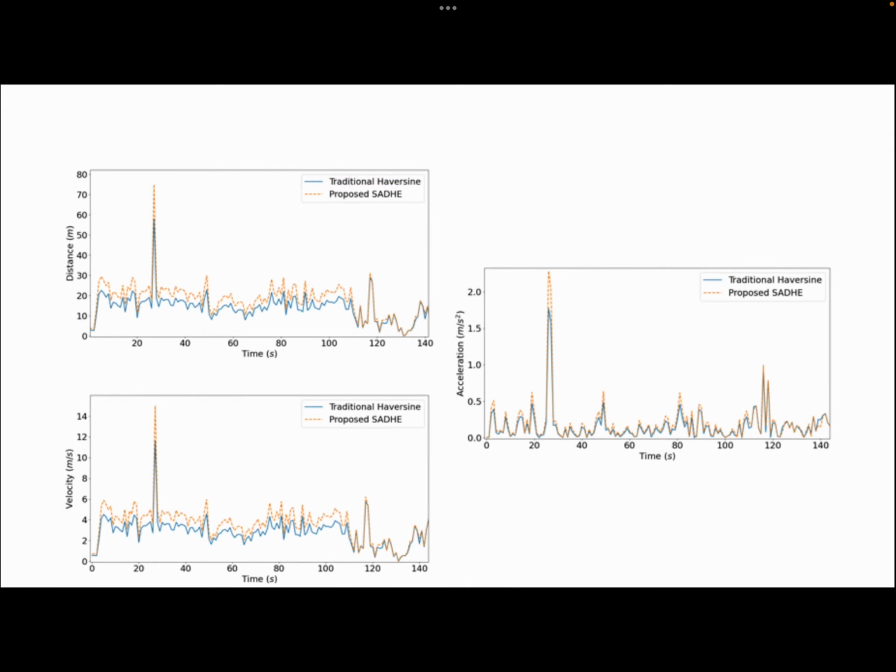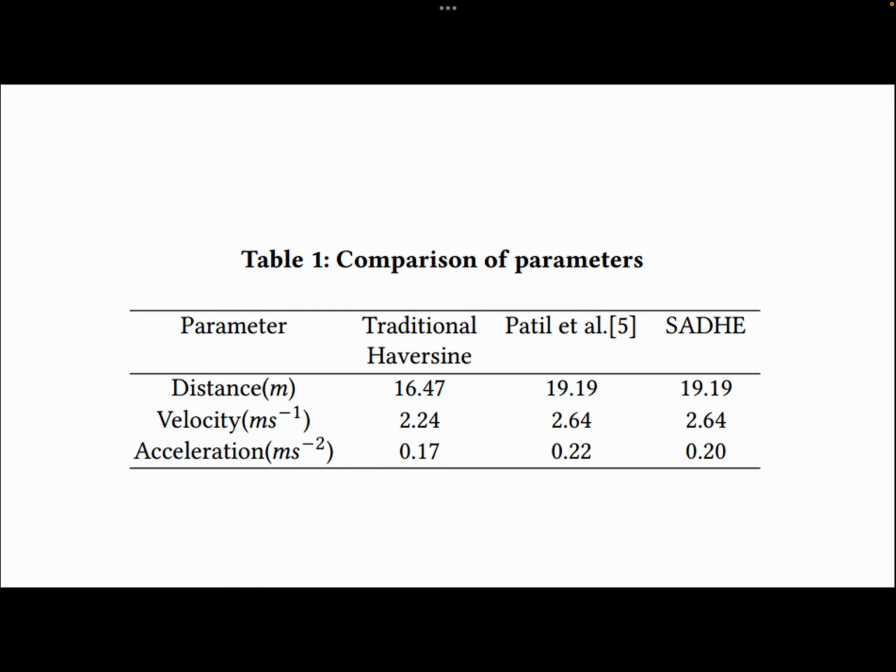If you look at the pictorial representation of these parameter values, we see that it is going almost along the same graph. So the traditional Haversine method and the proposed SADHE method are performing at par. If you want to look at the numerical values, these are the average numerical values for the computed distance, velocity, and the acceleration. And we have also compared it with the method proposed in the literature.